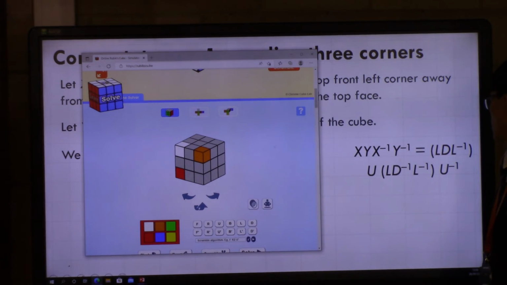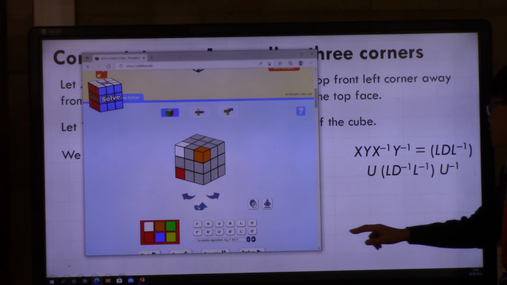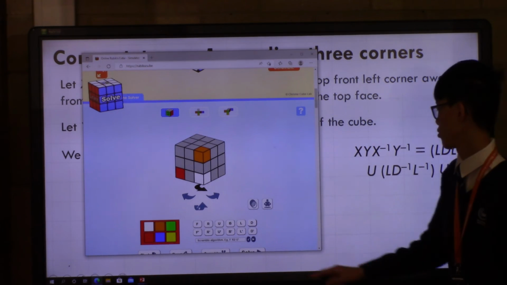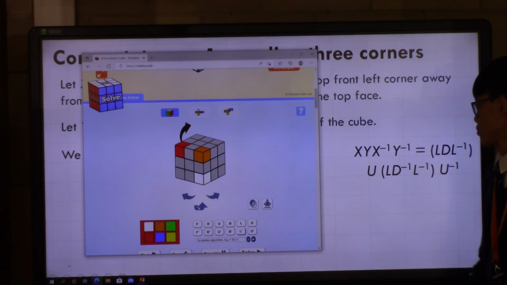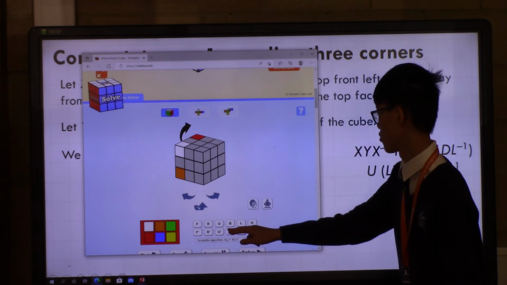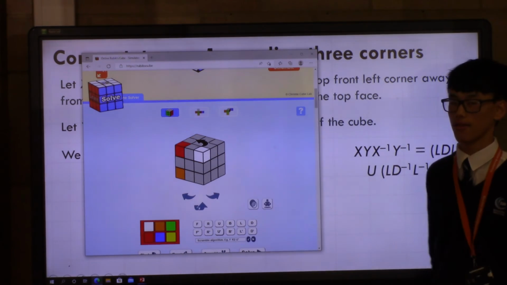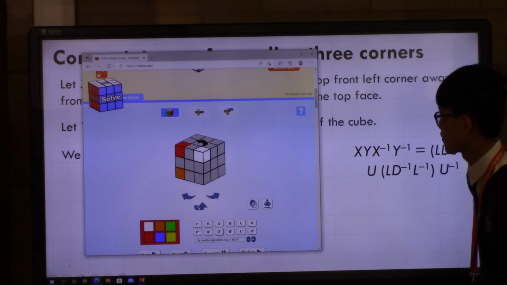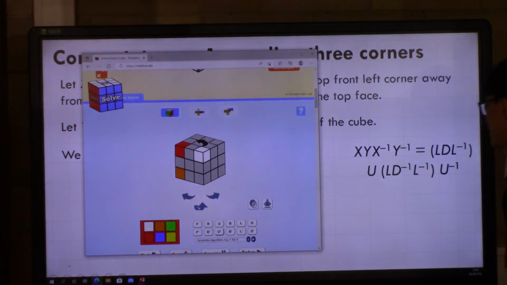So, if we follow this algorithm here, so L, then D, then L to the minus 1, then we do U, then L, then D to the minus 1, then L to the minus 1, and finally U to the minus 1, you can see that these three cubelets have changed, have cycled around. So everything else in the cube would be in the same position, but just these three cubelets here would have changed position.